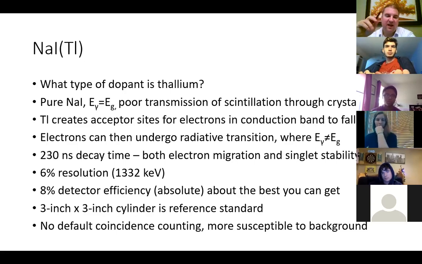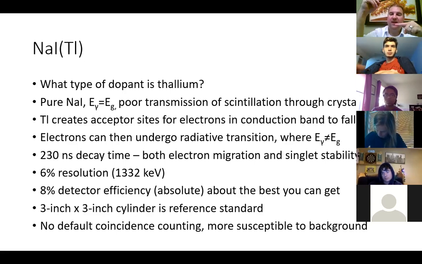So instead, by doping thallium in, you're creating acceptor sites where the electrons that got excited by your radiation to the conduction band can fall from the conduction band back to those acceptor levels, okay? So it makes the band gap smaller, but it's also affecting our light transmission properties. When those excited electrons fall down into the acceptor level and then fall from the acceptor level back to the valence band, now that band gap is smaller, so the wavelength is longer.